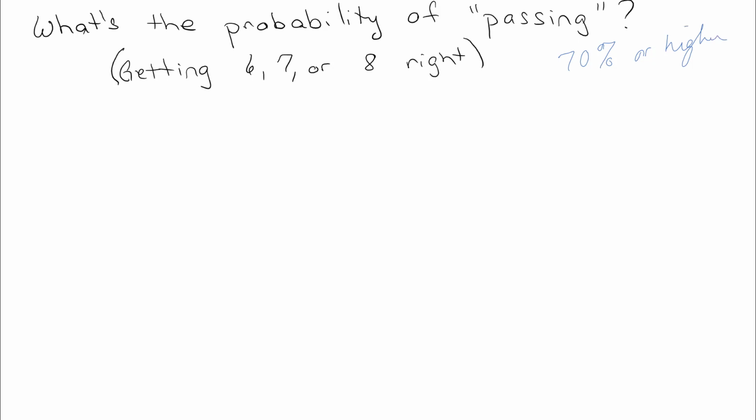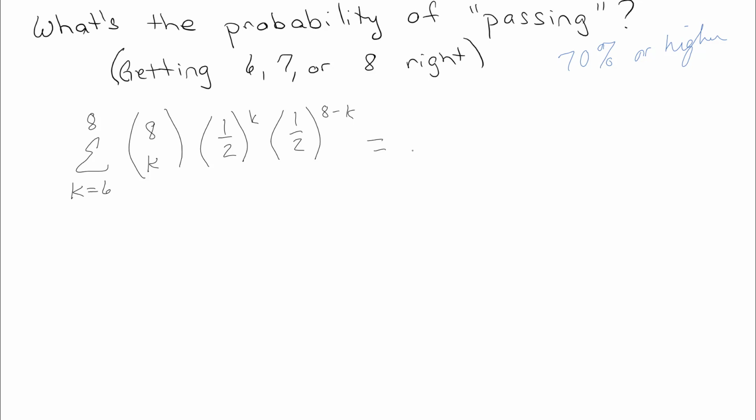All right, so essentially what we're going to do is we're going to sum going from k equals 6 to 8. So I can either choose exactly 6, choose exactly 7, or choose exactly 8. So you could write it like this. All right, so I've got 1/2 to the k, and then 1/2 to the 8 minus k. Well, I can just look at this and say 1/2 to the k times 1/2 to the 8 minus k is always going to be 1/2 to the 8. So I can just pull that out. So 1 over 2 to the 8th, and then the summation, k going from 6 to 8, 8 choose k.